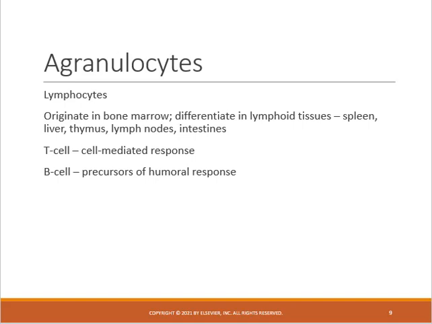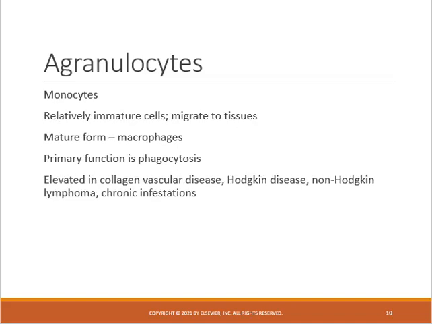The next category are your agranulocytes, and those consist of your lymphocytes and your monocytes. The lymphocytes make up about 25 to 35% of the white blood cells, and the monocytes make up anywhere from 4 to 6% of the WBCs. They originate in the bone marrow and differentiate in the spleen and the liver, the thymus, and the lymph nodes. There are two types, the T cells, which are responsible for a cell-mediated response, and then the B cells, which are precursors of the humoral response.